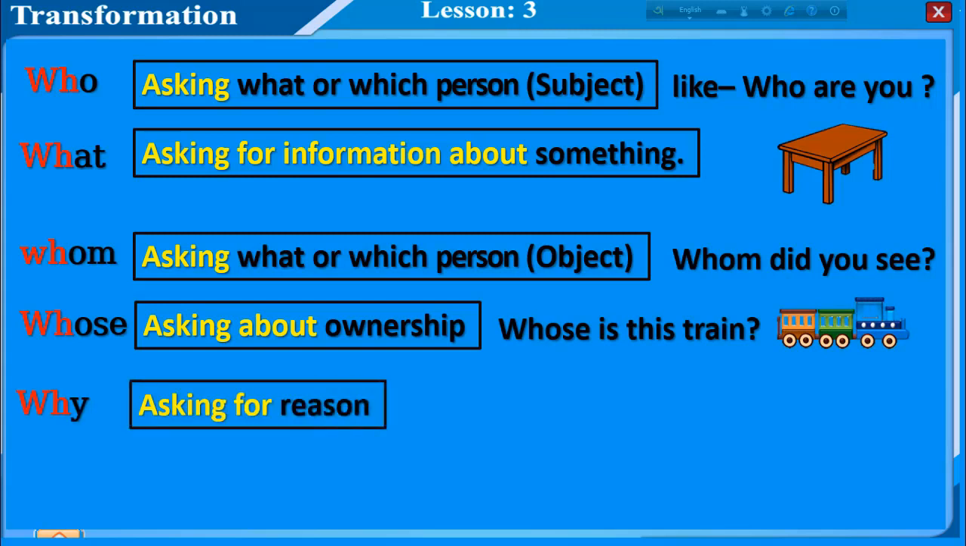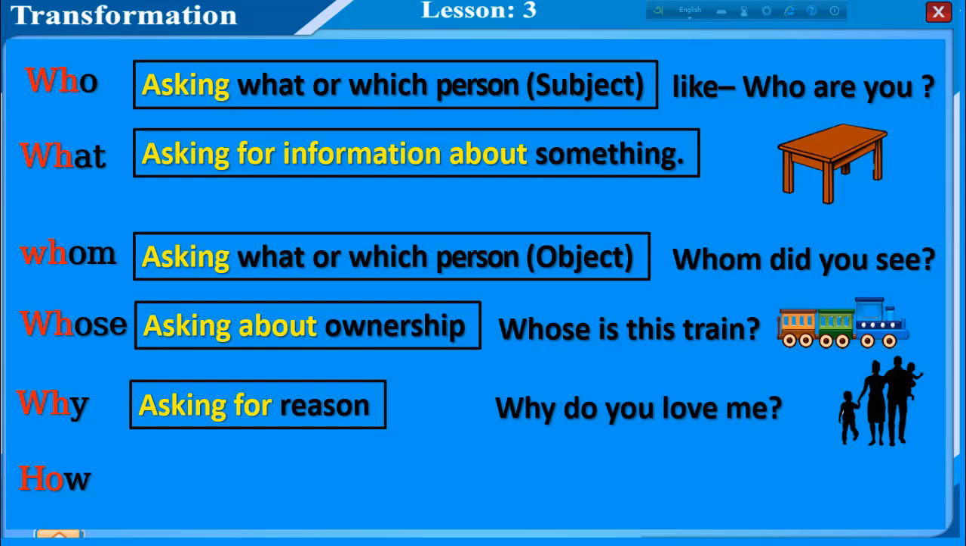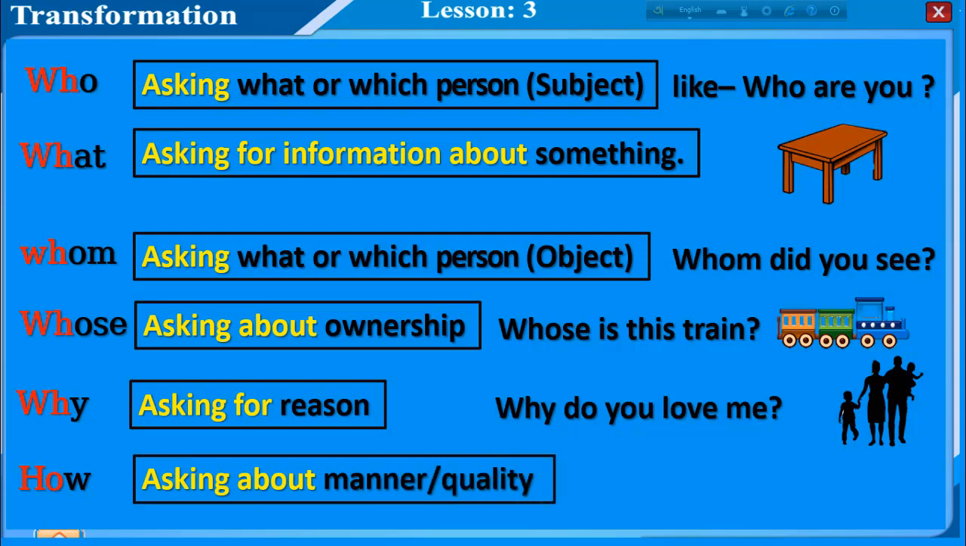Why asking for reason. For example, why do you love me? How is also an important WH word and is asking about manner or quality. For example, how does this work? But I am focusing on who and what, because in the next slide, I will discuss the transformation is about who and what. Okay, dear, let's go to the next slide.